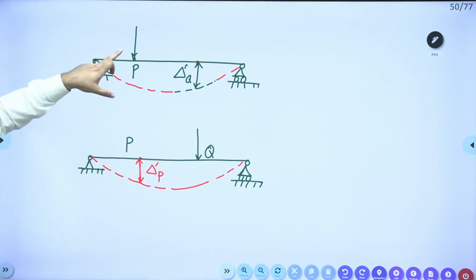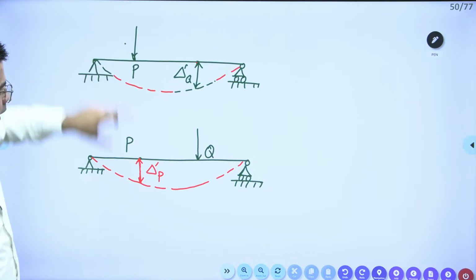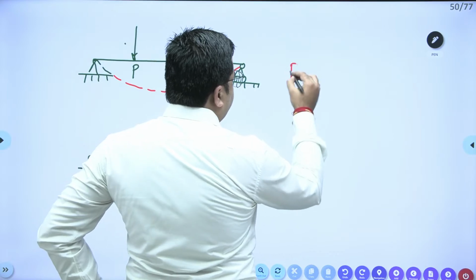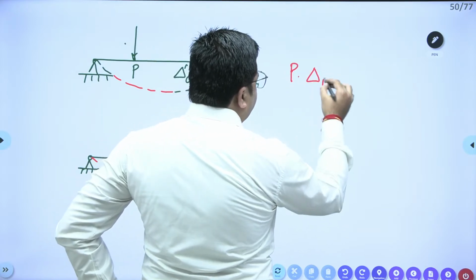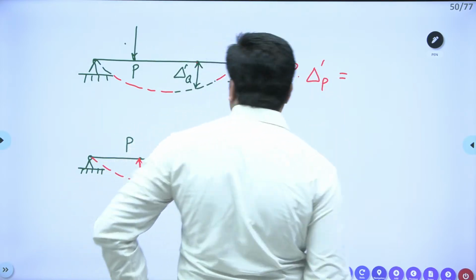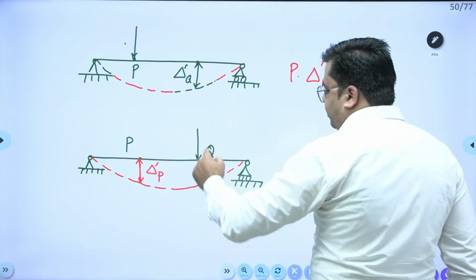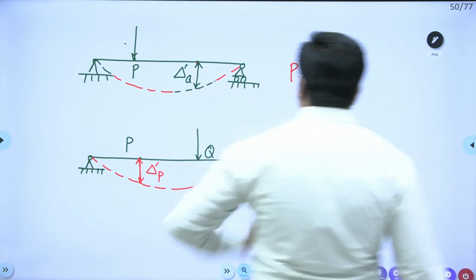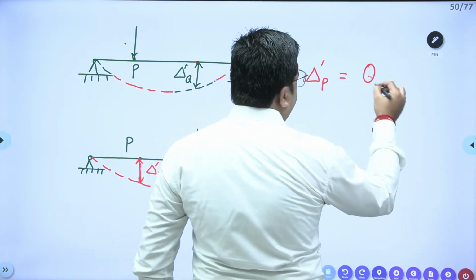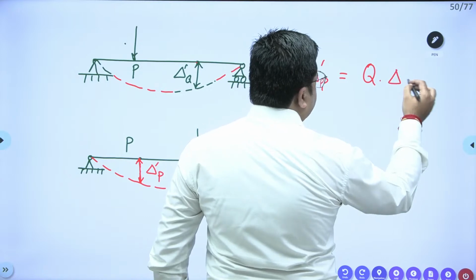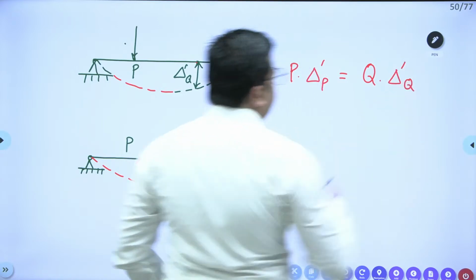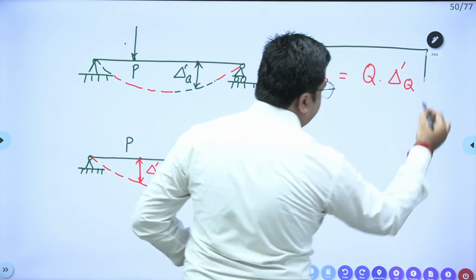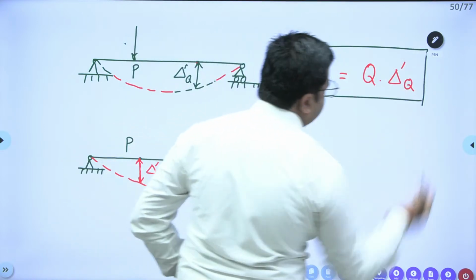So the virtual work done by P is P into delta P dash. Similarly, this is equal to the virtual work done by load Q. The virtual work done by load Q is Q into delta Q dash. This is Maxwell's Betti's theorem.